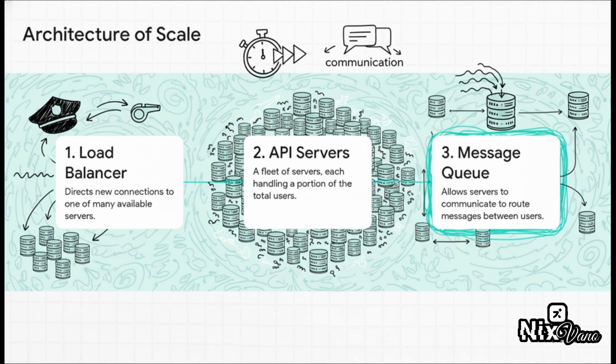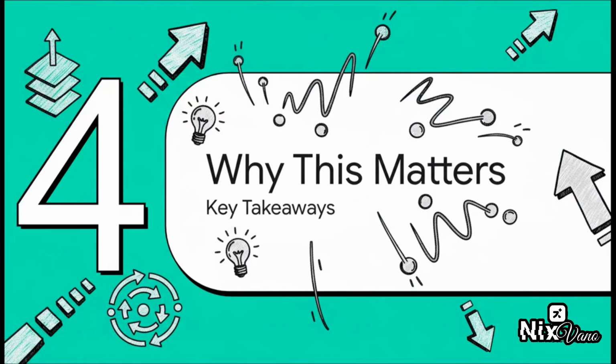Then you have a massive fleet of servers, we're talking thousands of them, each one handling its own little group of user connections. But the big question is, how do they talk to each other? That's the third piece, the message queue. This thing is the central nervous system for the whole operation. It lets all the servers communicate. So when you're on server A and your friend is on server Z, the message queue makes sure your message gets to them instantly.